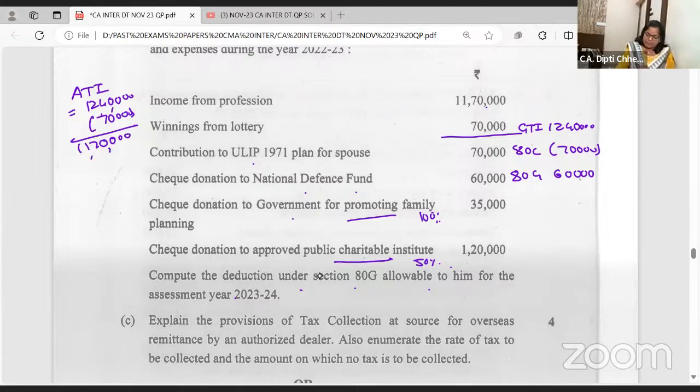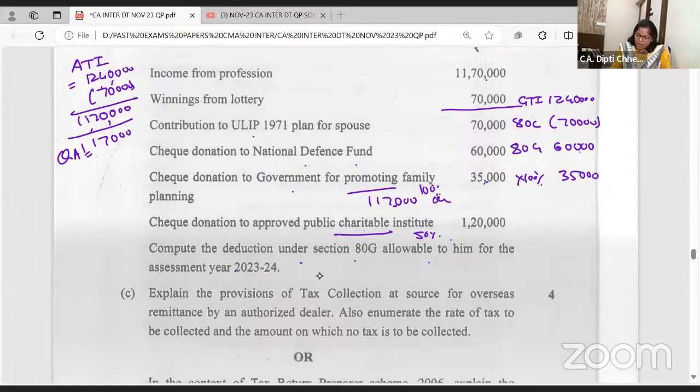11,70,000 into 10%. Adjusted total income का 10% is called as QA or qualifying amount. How much? 1,17,000. So 1,17,000 is the qualifying amount or 35,000, whichever is lower is allowed. So 35,000 will be allowed 100%. Family planning and Olympics are allowed 100%. So 35,000 we will take.